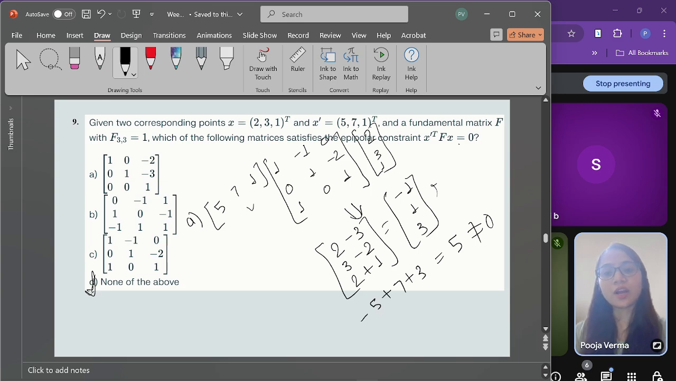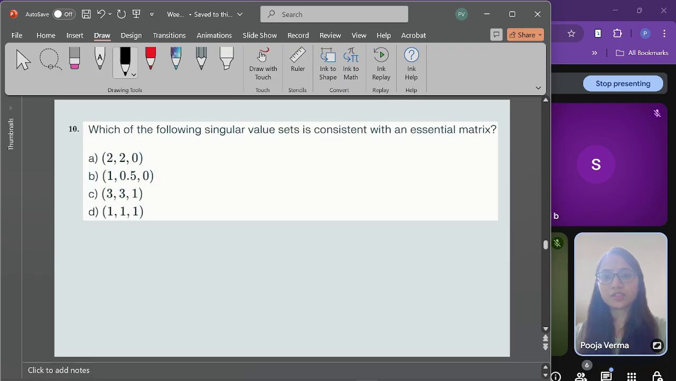If you want to find out the fundamental matrix, that is F, I have already told you how you will find that large one. You have to calculate it on your own. Okay. So I hope you have understood. So now moving to the next question.